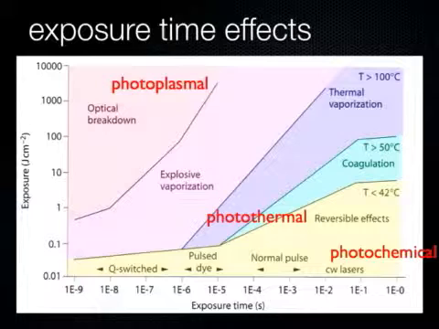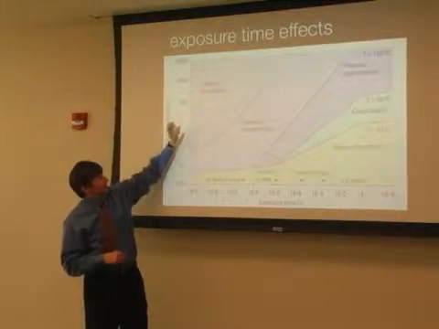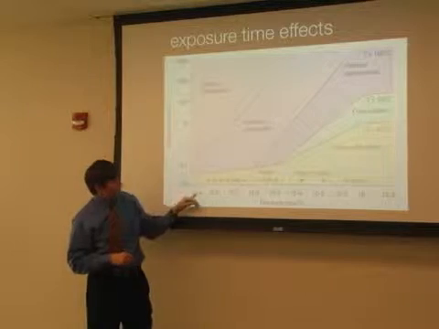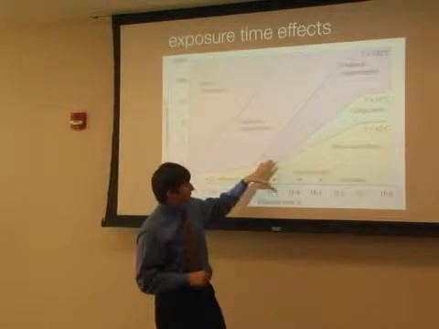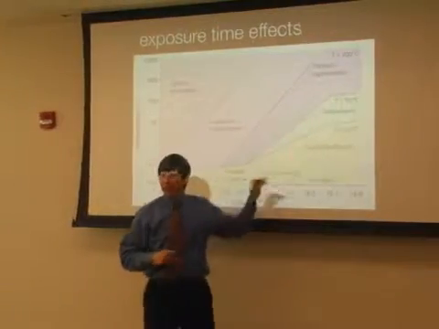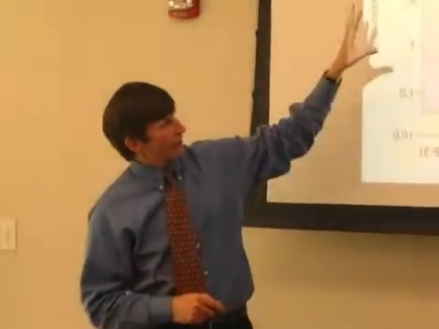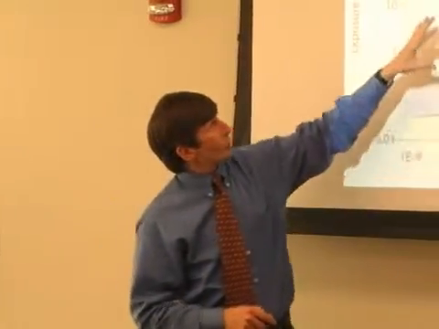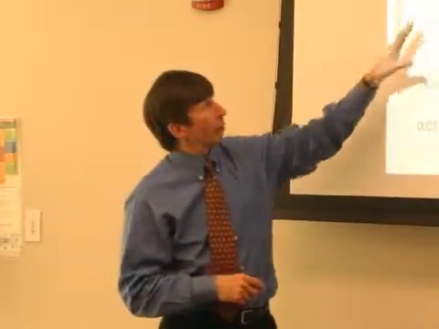So as you might think, for very high energy levels over short time, you get this explosive optical breakdown, whereas all the way over in this corner for long exposure time with low energy, you just get warming. It's nice and toasty and it feels warm. So we can basically look at three zones: photoplasmal effects, where you can cut tissue, you ablate it, take it apart quickly.